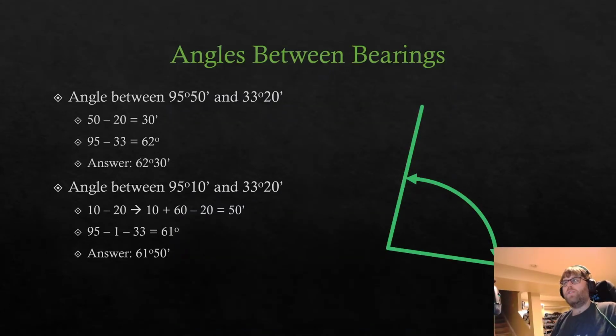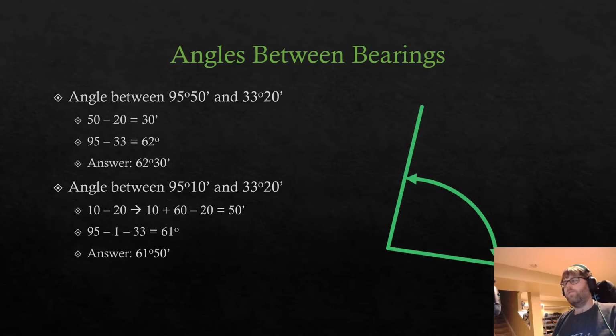So say we wanted to calculate the angle between two bearings. The way you would do this is similar to how you would calculate between time intervals. So the first example is straightforward. You just subtract the minutes from the minutes and the degrees from the degrees, and you get 62, 30. So you'll do 95 minus 33, which will give you 62 degrees, and the 50 minutes minus the 20 minutes will give you 30 minutes. So you got 62 degrees, 30 minutes.